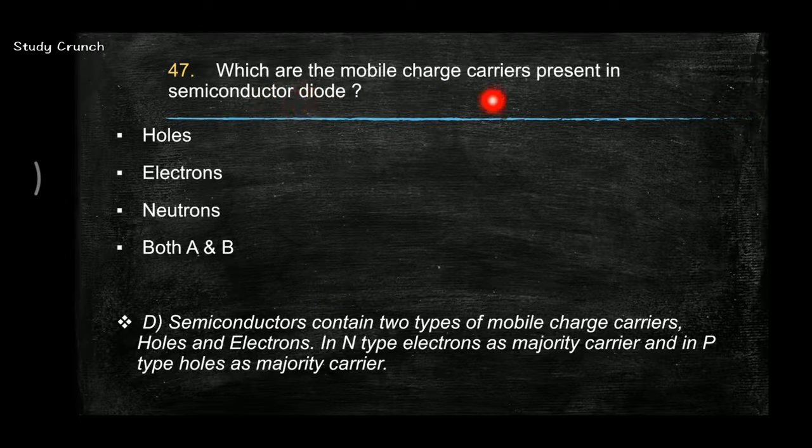Which are the mobile charge carriers present in semiconductor diode? So the answer is D, that is both A and B. Holes and electrons both are present as mobile charge carriers in semiconductor diode.